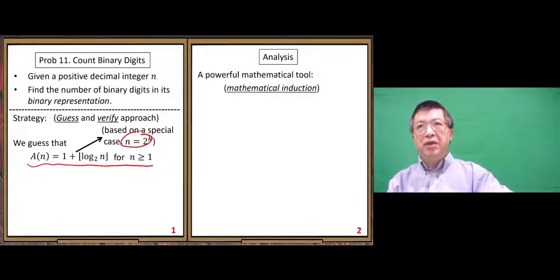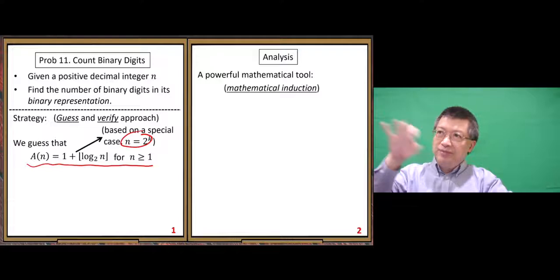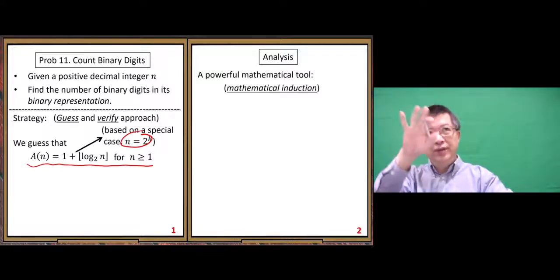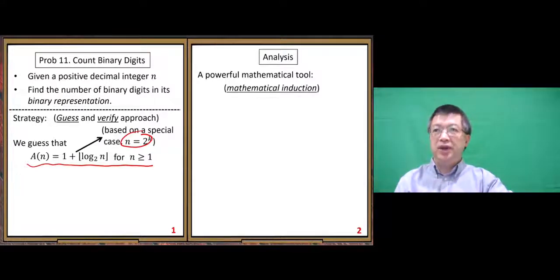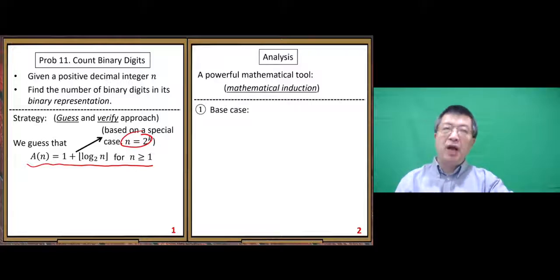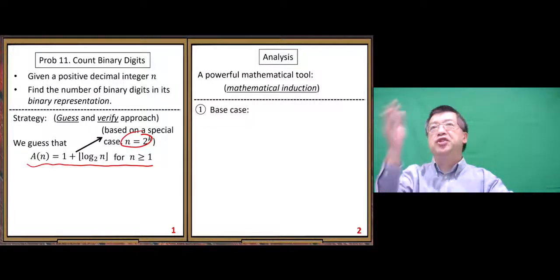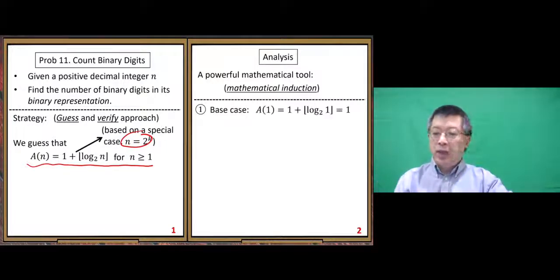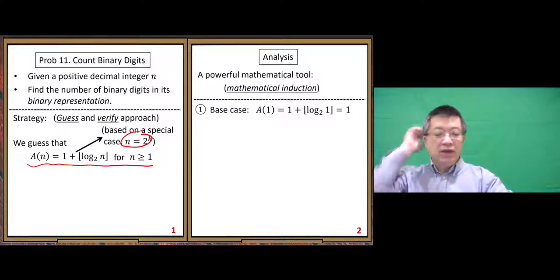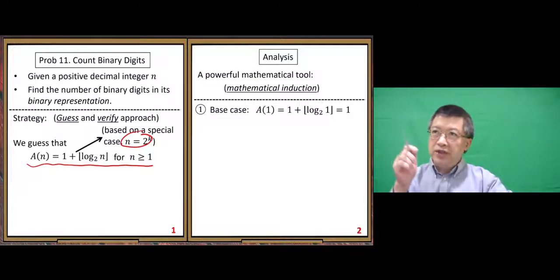To use mathematical induction, we have 3 steps. So we follow those 1, 2, 3 steps. The first step, verify the base case. That's easy. Usually that is the easiest step. For the base case, we plug 1 into both sides of the formula. We want to check if it is correct or not. 1 plus log base 2 of 1. So this is 0, right?